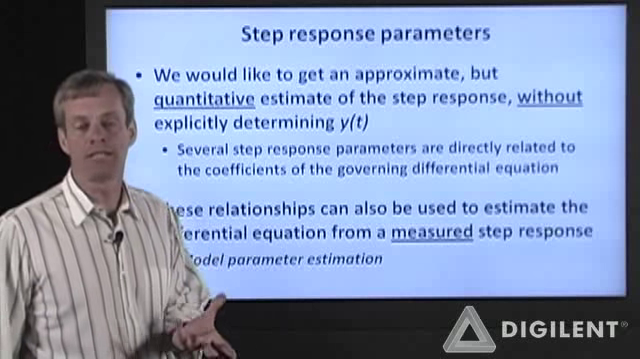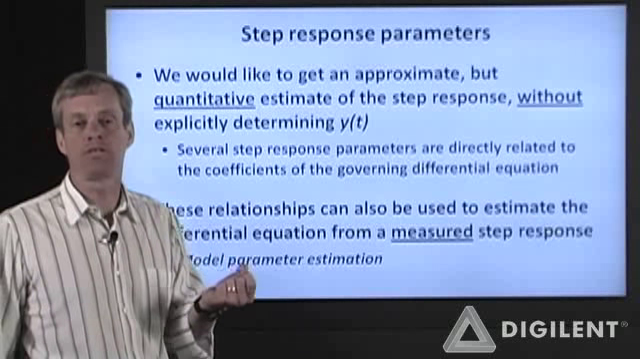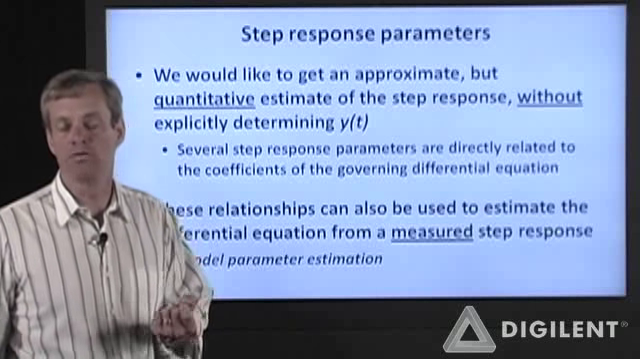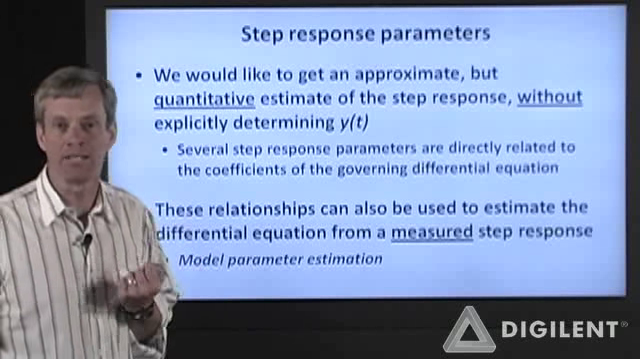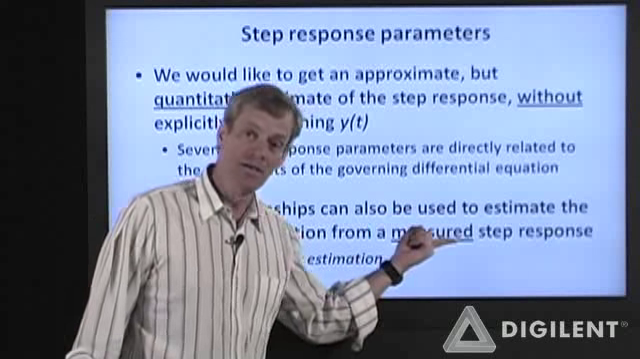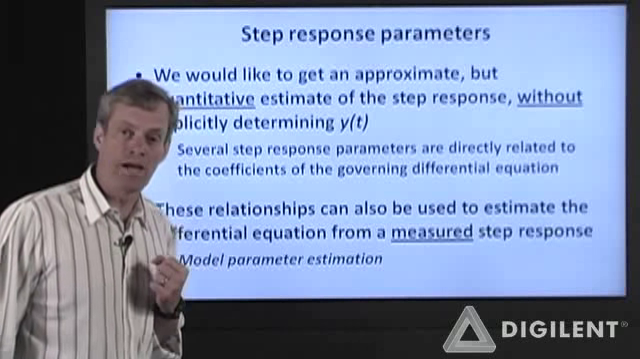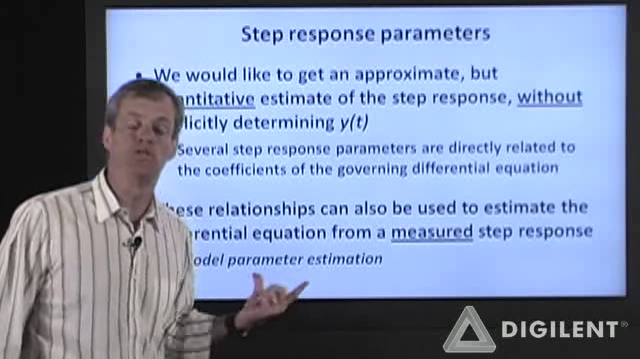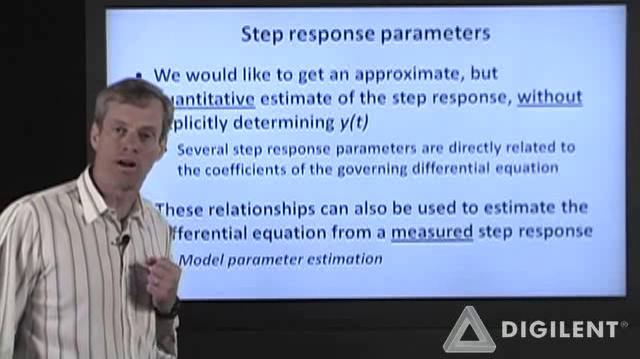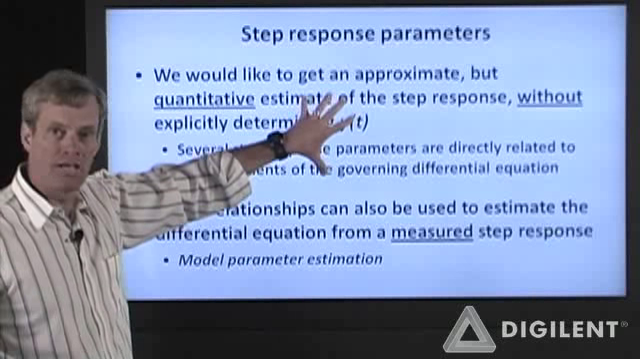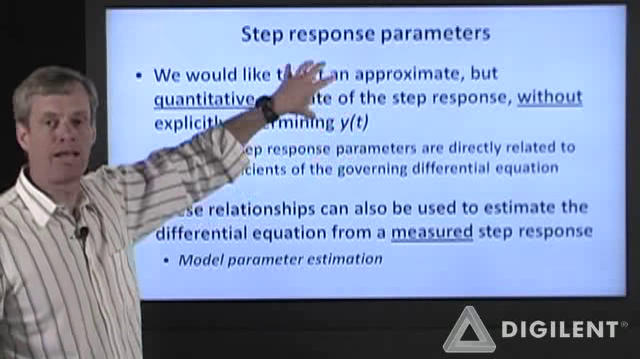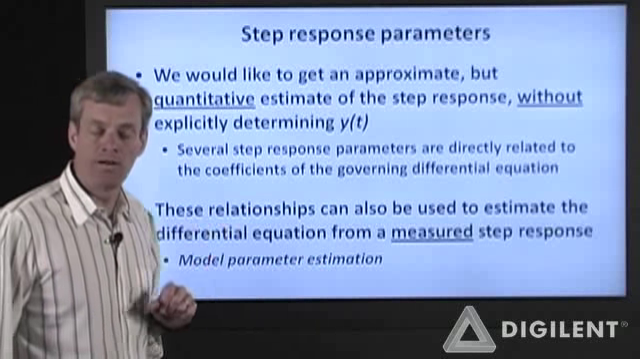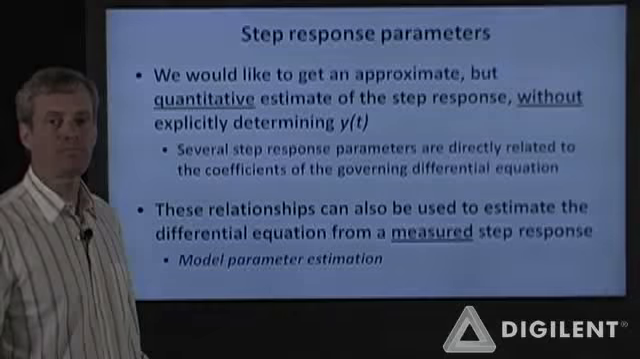Sometimes when you're modeling a system, you don't necessarily know all of the physical parameters that are in the system. Some of the resistances may be unknown. Maybe you don't exactly know the values of the capacitance. So you run a test to see if you can estimate your differential equation. This process has a name. It is called model parameter estimation. You use data to estimate these model parameters. So up here, we'll take a look at the differential equation coefficients and try to estimate the response. Down here, we take a measured response and try to estimate our differential equation coefficients.